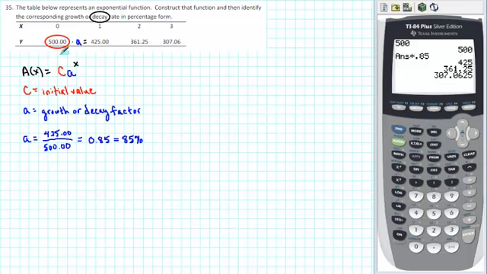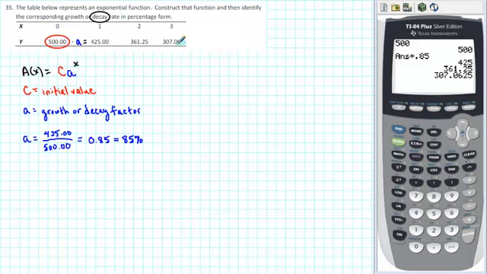So what that's telling us is that every time that x goes up by 1, 85% of the original amount remains. So 85% of 500 is 425. 85% of 425 is 361.25. And 85% of 361.25 is 306.06, approximately. Well, if 85% remains, what was the part that decayed?